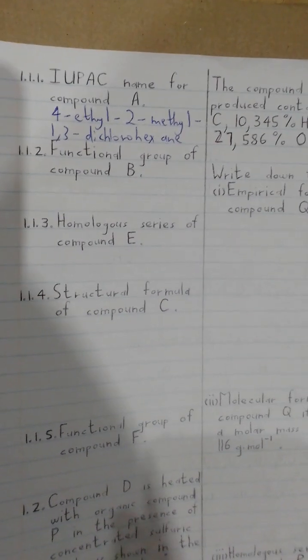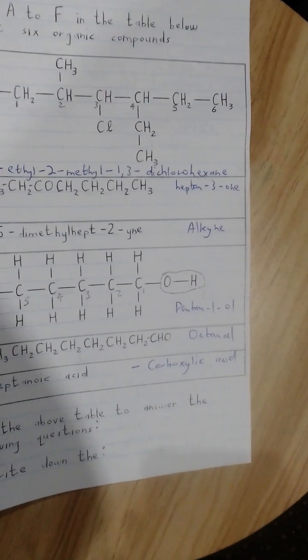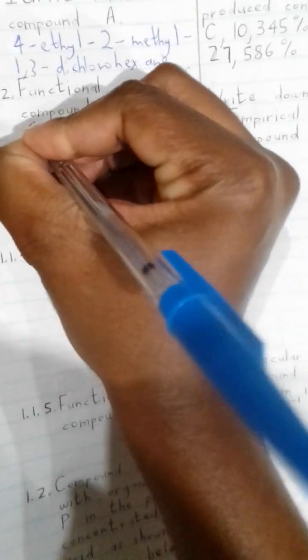1.1.2, write down the functional group of compound B. Remember, functional group is the identifying special bond. Okay, here you've recognized that this is heptan-3-one. So since it's a ketone, it has a carbonyl group. Functional group is the carbonyl group.